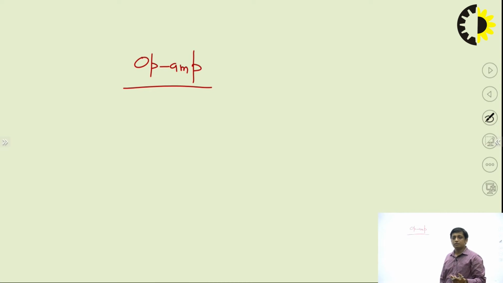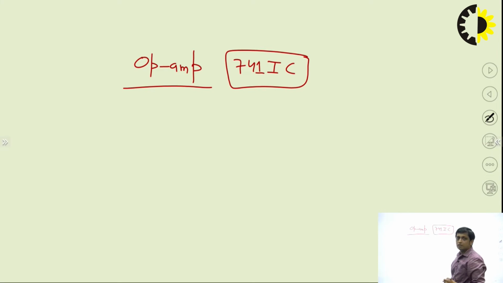If we take some IC like 741 IC, we can understand it better. The advantages of an operational amplifier: it's a difference amplifier, so the effect of noise is very less, input impedance is very high, output impedance is very low, CMRR is high, slew rate should be high, and similarly the bandwidth should be high for any op-amp.